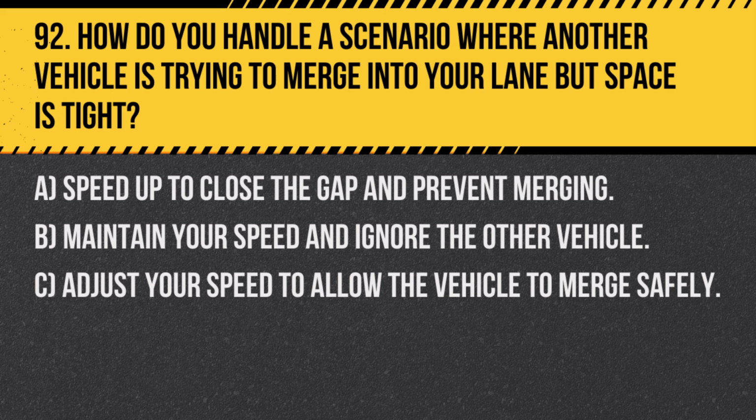Question 92. How do you handle a scenario where another vehicle is trying to merge into your lane but space is tight? A. Speed up to close the gap and prevent merging. B. Maintain your speed and ignore the other vehicle. C. Adjust your speed to allow the vehicle to merge safely.